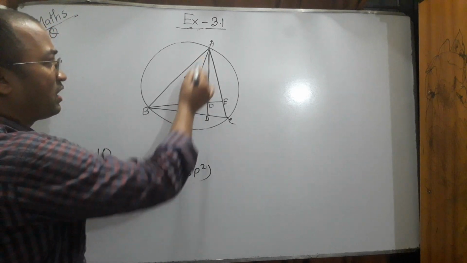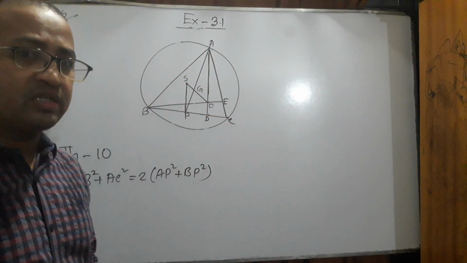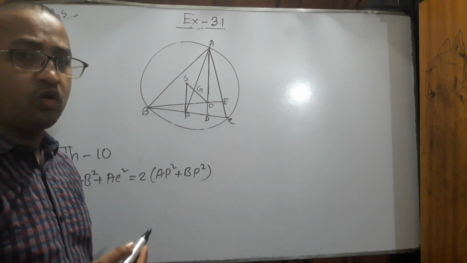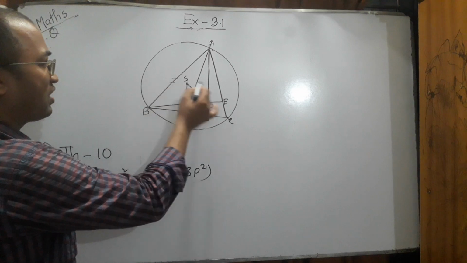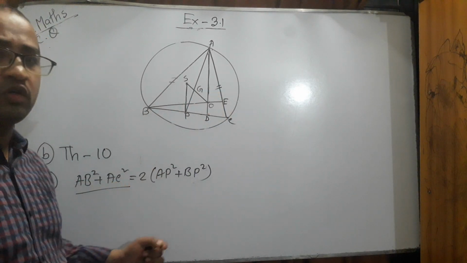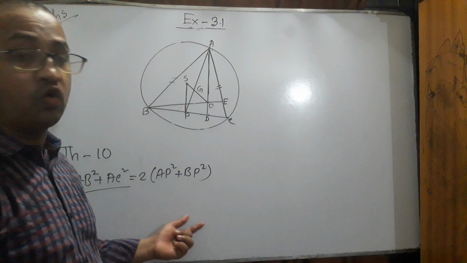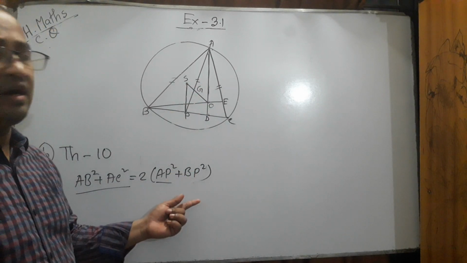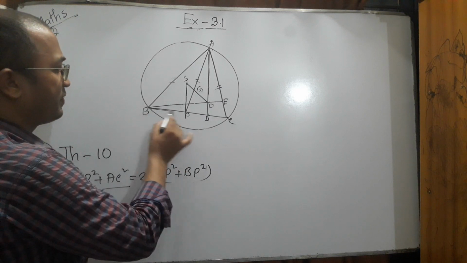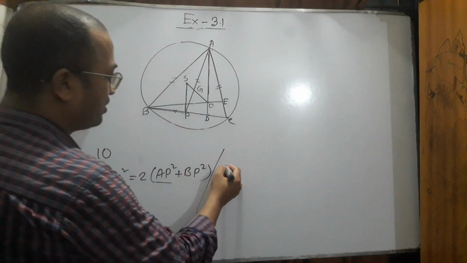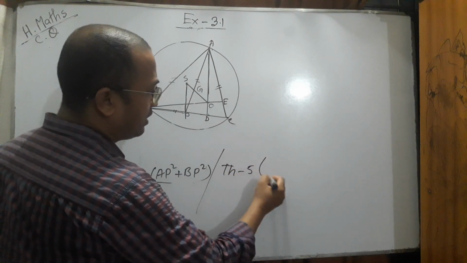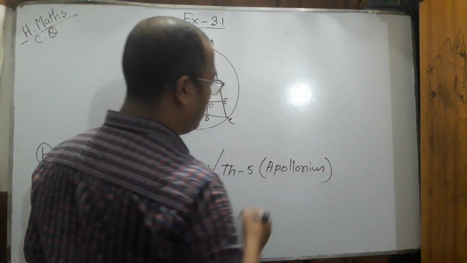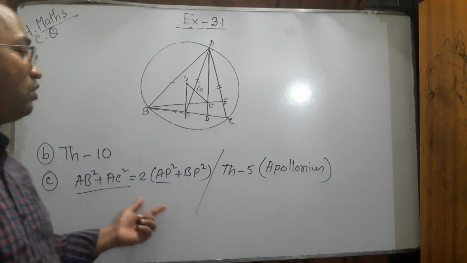So if AP is the median of the triangle ABC, by Apollonius theorem, we can prove that the squares drawn on any two sides, that is AB square plus AC square, equal twice the sum of the squares drawn on the median, that is AP square, and on half of the base, that is BP square. So this is theorem number 5, that is Apollonius theorem. So follow Apollonius theorem to prove this.